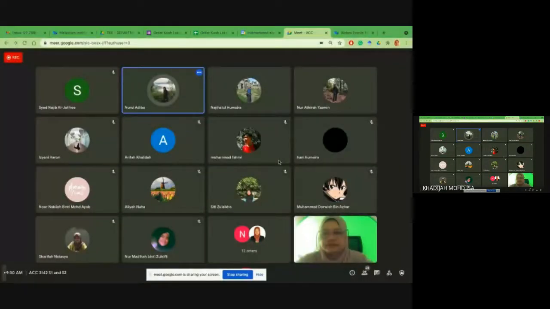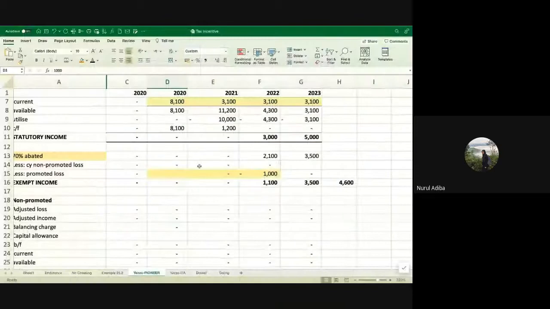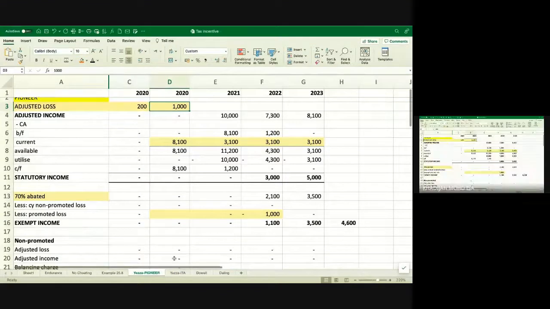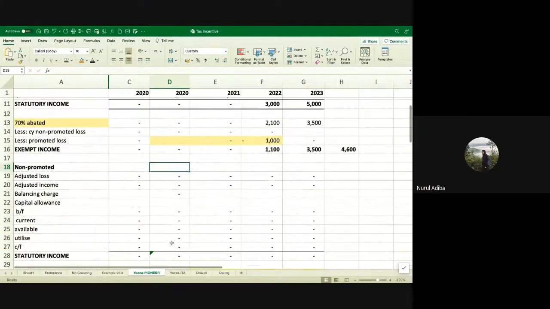Madam, sorry, I have one more question about question 3, the pioneer status just now. The 200 is our non-promoted loss, right? Why don't we put it in the third column, when we have non-promoted adjusted loss under Number 18? Non-promoted here. Okay, yeah, 200.